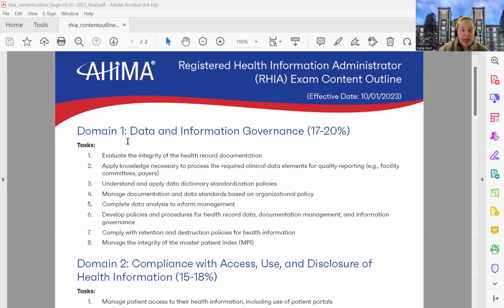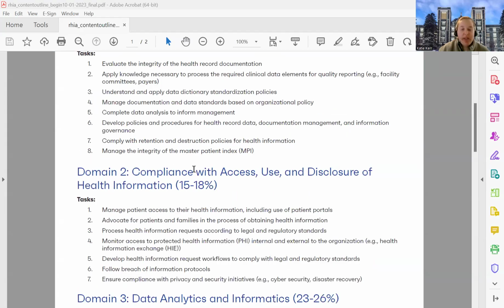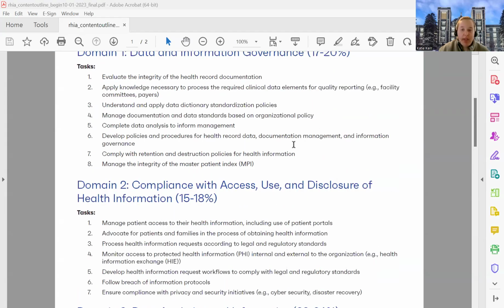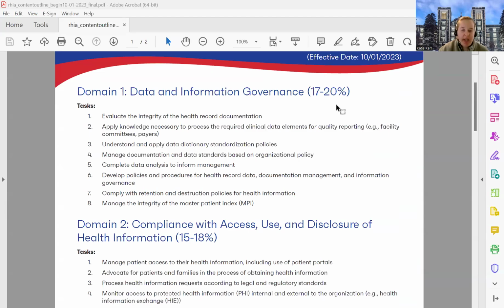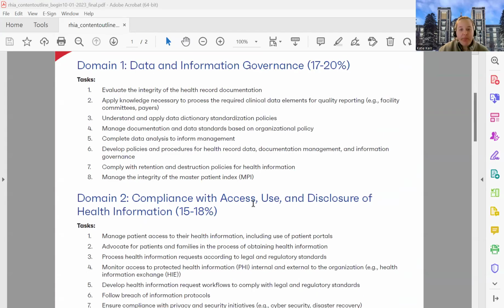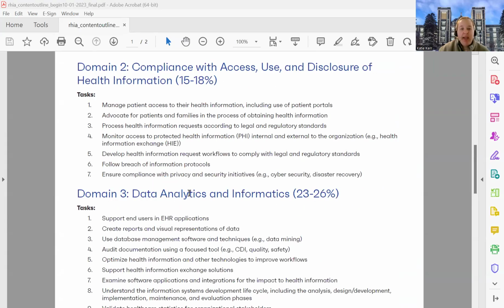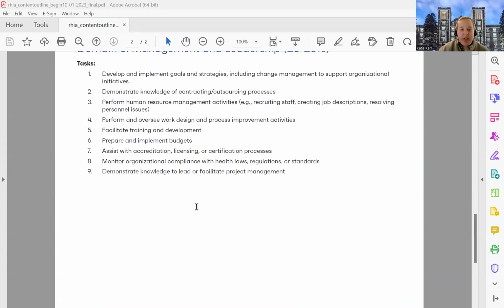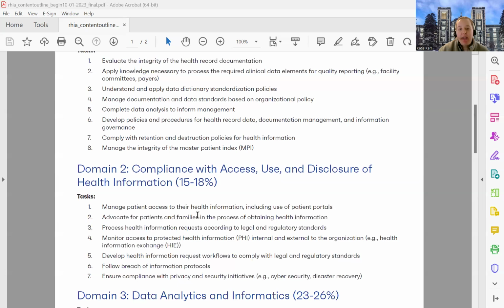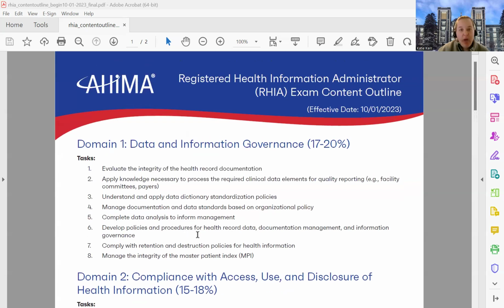Okay, so here's domain one, data and information governance. Domain two. So this also gives you a sense, if you haven't looked at this, of how many questions, or the percentage of questions, relate to data and information governance. So 17 to 20% of the questions will be related to this domain on the actual exam. But if you took this and you also uploaded this into ChatGPT, it would be interesting to find out if it would be able to tell you which domains you need to brush up on.